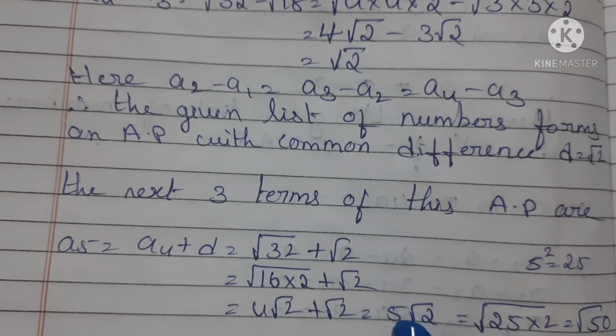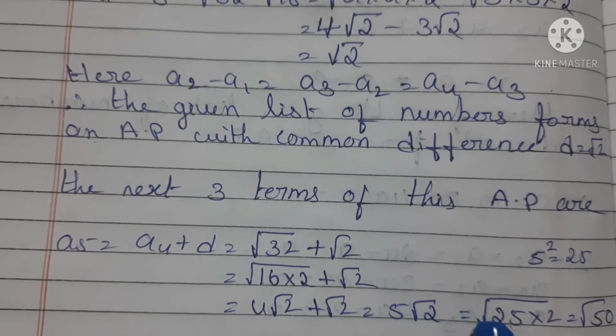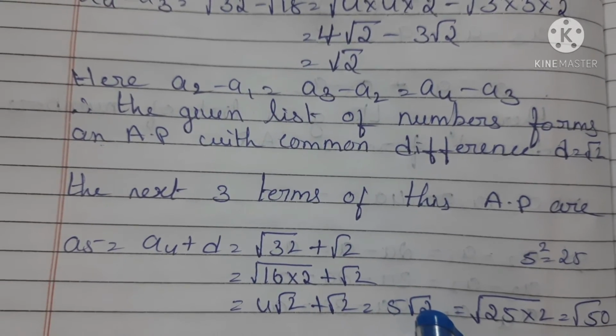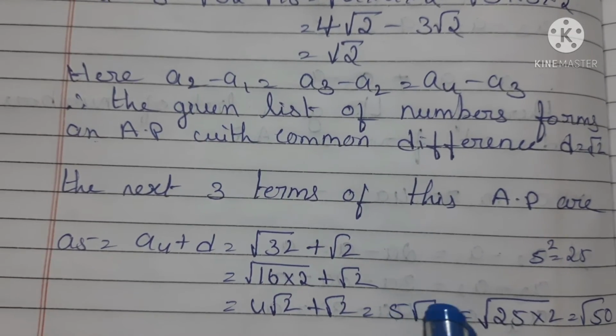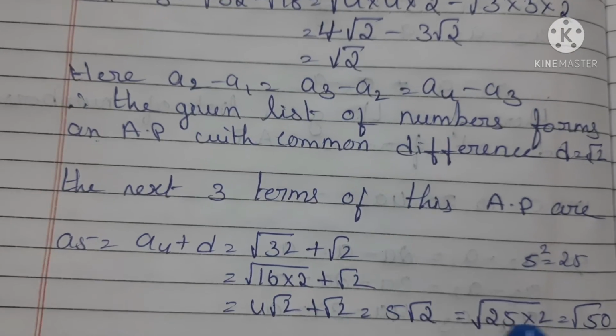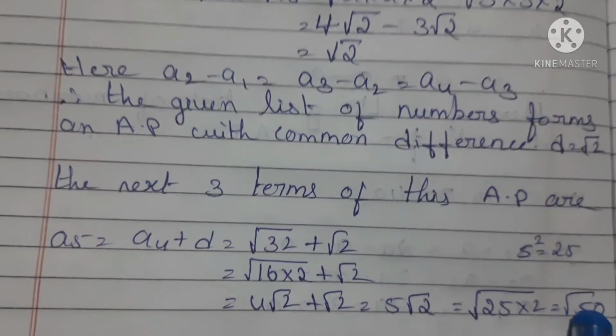Here 5 square means 25. That's why I am taking this 5 inside. That means 5 square, 25. The square root of 25 into 2. 25 times 2 is 50.